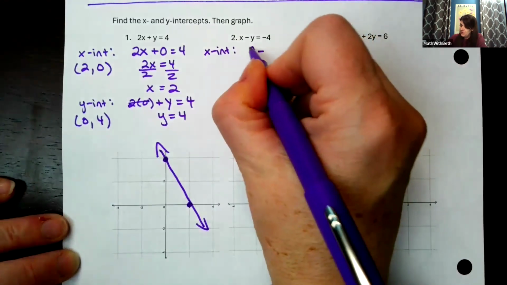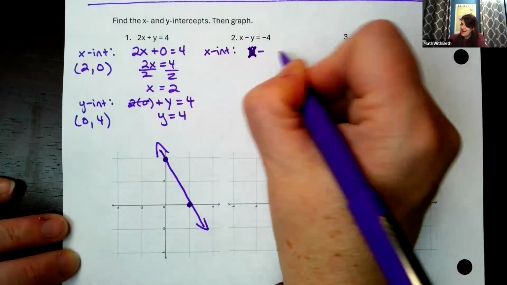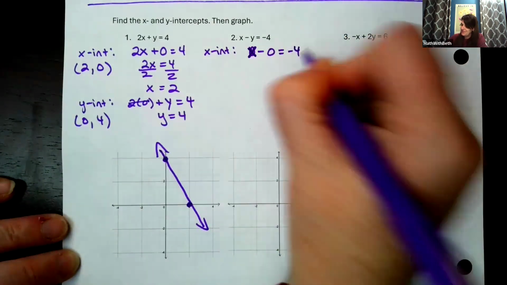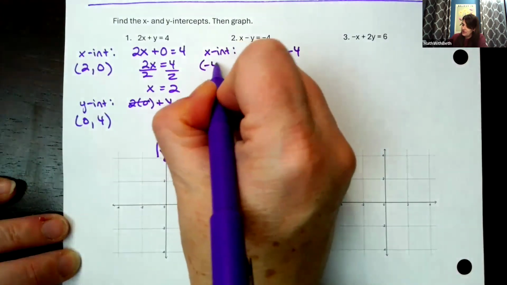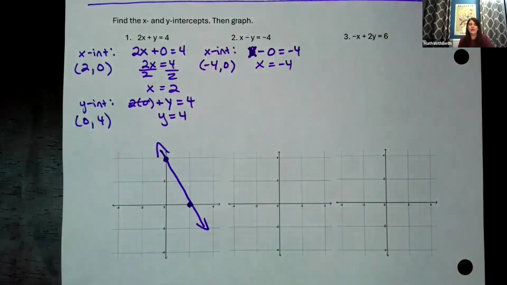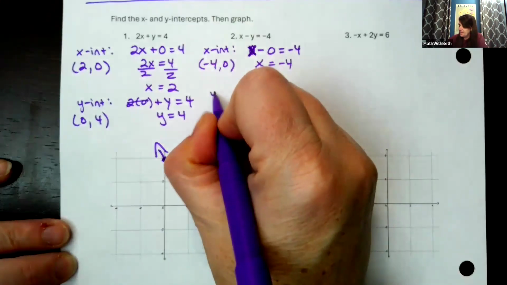So 0, whoops, I did it backwards. x minus 0 equals negative 4. So x equals negative 4. Remember, that's really a point, (negative 4, 0). x is negative 4 when the y is 0.